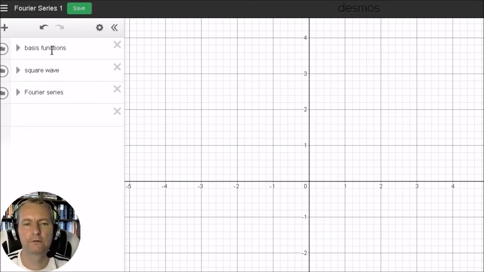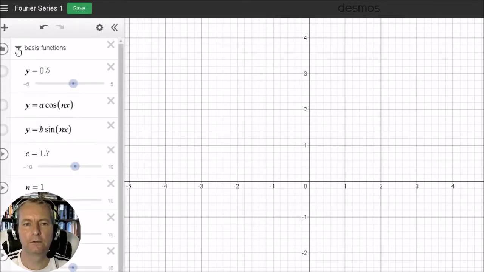So it's split into three sections here. We've got the basis functions, the square wave and the Fourier series. So the same as we did with the Taylor series, where we had our basis functions which were polynomials, we're going to go in and look at the basis functions here for the Fourier series, which are the trigonometric functions.